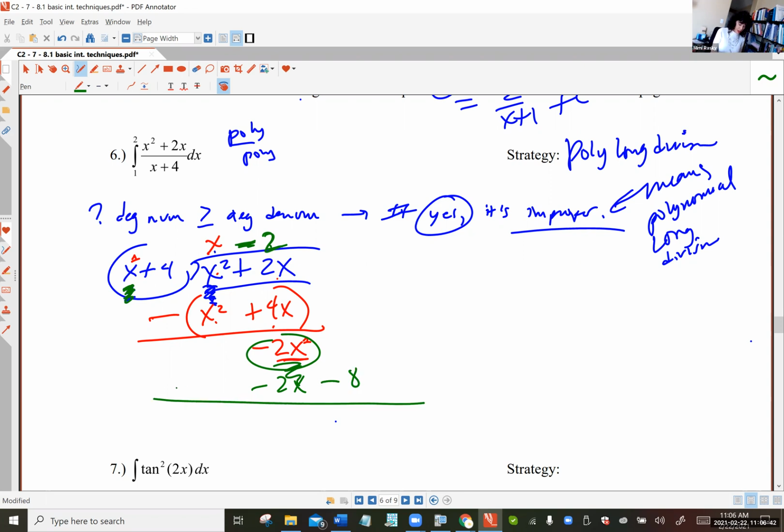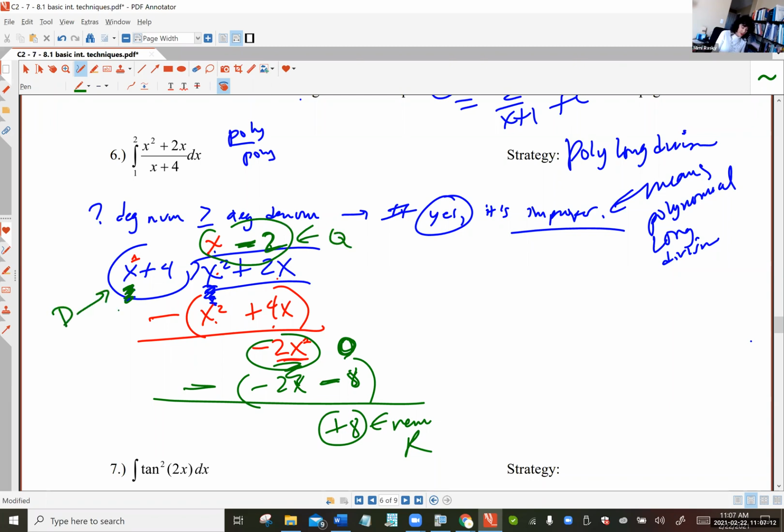Draw a line, subtract, but don't forget to distribute that subtraction. So negative 2x minus negative 2x, well, that's 0, and you can pretend there's a 0 placeholder there. 0 minus negative 8. What's 0 minus negative 8? Positive 8. Yep. And this is the remainder. That's your R. This is your Q, your quotient.